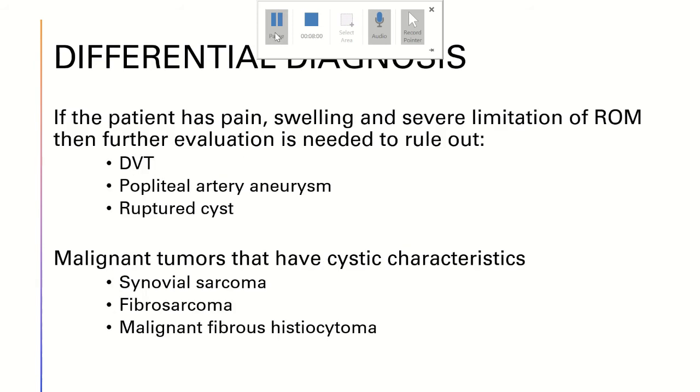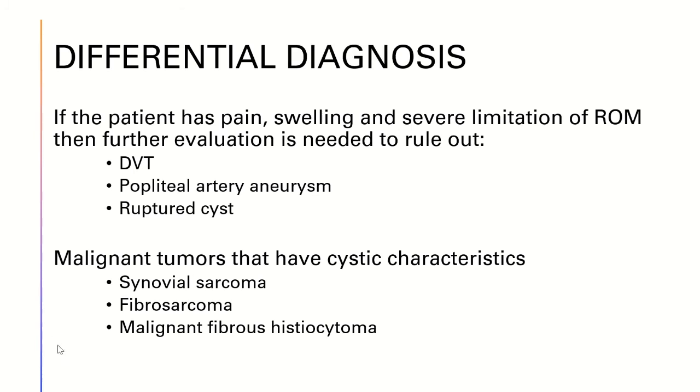There are some differential diagnoses that occur with Baker's cysts. If the patient has different symptoms, they need to be evaluated further to rule out deep vein thrombosis, popliteal artery aneurysm, ruptured cysts, and some malignant tumors can also have cystic characteristics like sarcomas, fibrosarcoma, and malignant fibrous histiocytoma.